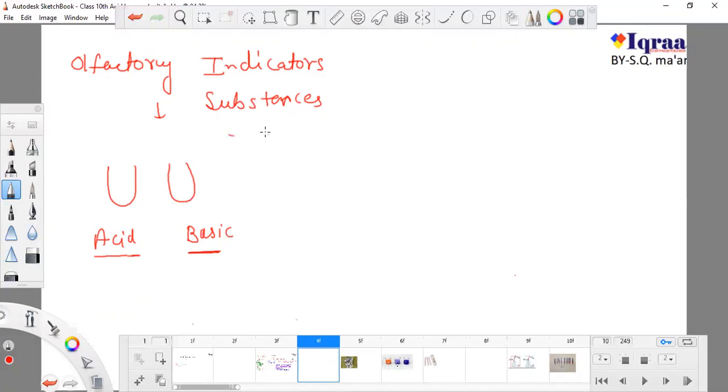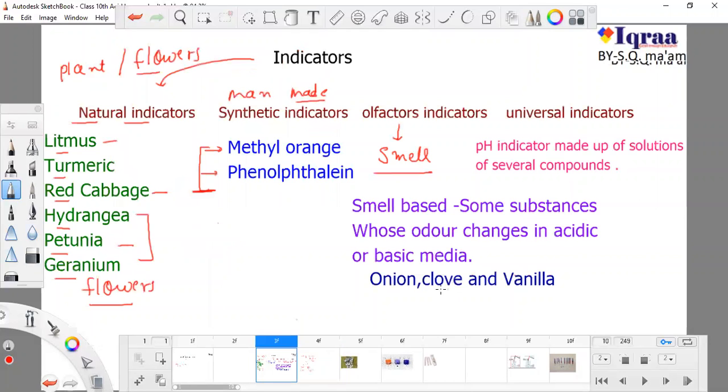Now we know that the smell of onion is not so pleasant, and most of us are aware of it. Definitely it is not so good, but it can help us a lot to find what is acid and what is base. If we add onion solution to acid and if we add onion solution to base, the smell of onion will change, okay, so now they are indicators. Onion is an indicator.